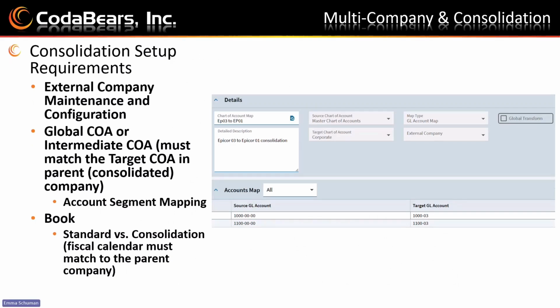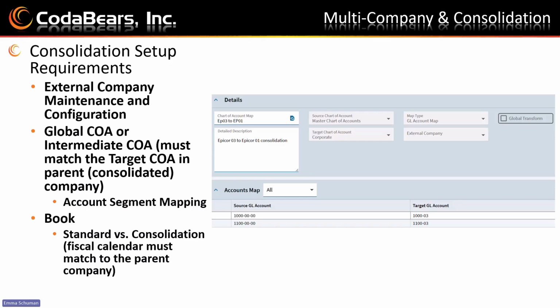However, before consolidation can happen, several foundational pieces must exist. Again, external company maintenance and configuration must already be configured. The next crucial requirement is the chart of accounts. Either every company shares the same chart of accounts with the same COA ID, or companies would need to be mapped to an intermediate chart of accounts. One thing to remember, and one of the most common setup mistakes, is that the intermediate book and the consolidated book must share the same chart of account ID.